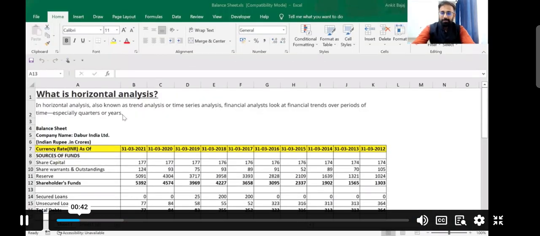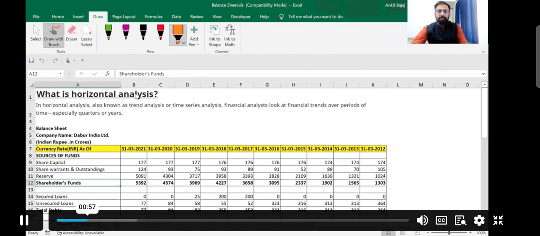Here I have taken the balance sheet of Dabur Limited. You can see the balance sheet of Dabur Limited, and we will be learning how to do vertical and horizontal analysis. So what actually is horizontal analysis? First we will read the definition, and from the definition we will try to understand what horizontal analysis is. Horizontal analysis, also known as trend analysis or time series analysis, right?